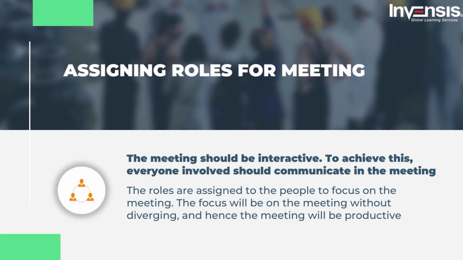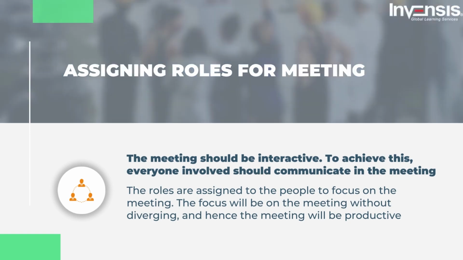Next, the seventh technique is assigning roles for the meeting. The meeting should be interactive. To achieve this, each and everyone involved should communicate in the meeting. The roles are assigned to the people to focus on the meeting. The focus will be on the meeting without diverging, and hence the meeting will be productive. The interaction between the team members is registered with such roles assigned to the meeting.